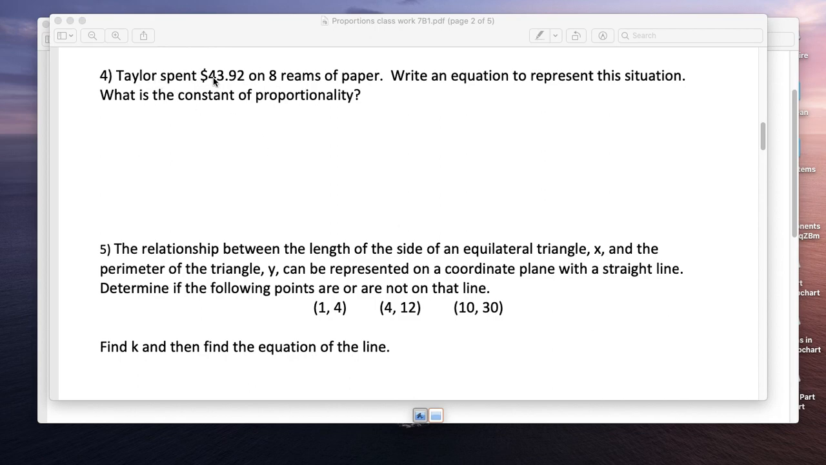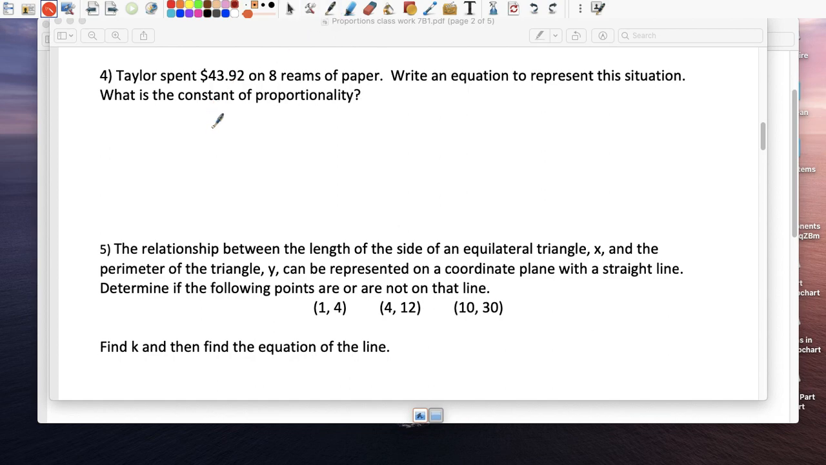4. Taylor spent $43.92 on 8 reams of paper. Write an equation to represent the situation. What is the constant of proportionality? So we're assuming it's proportional, meaning that every ream of paper was the same price. So let's write this as a rate. So $43.92 gave me 8 reams of paper.